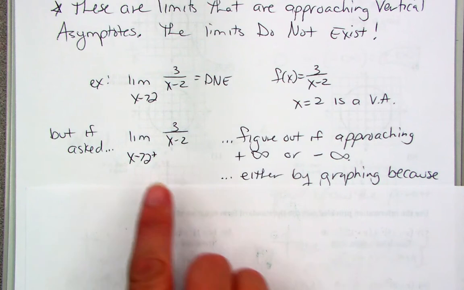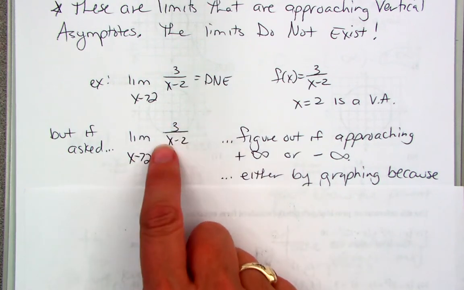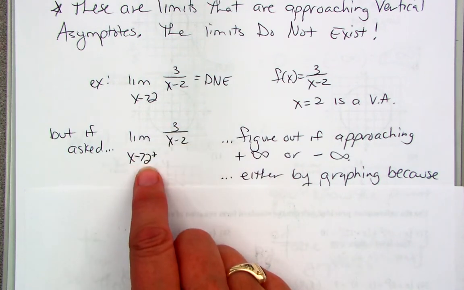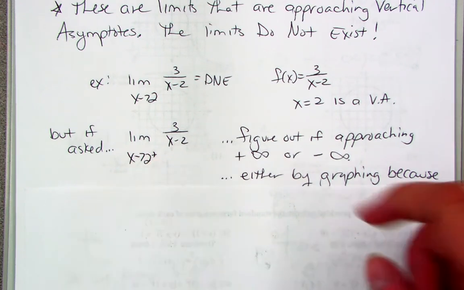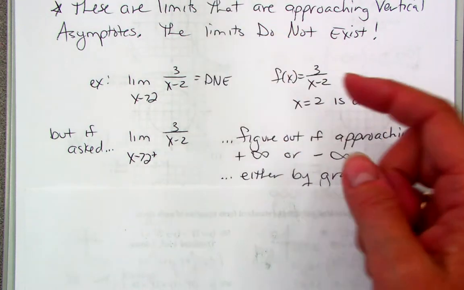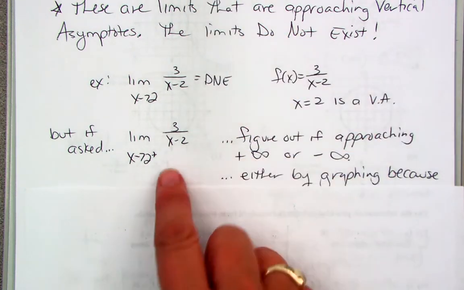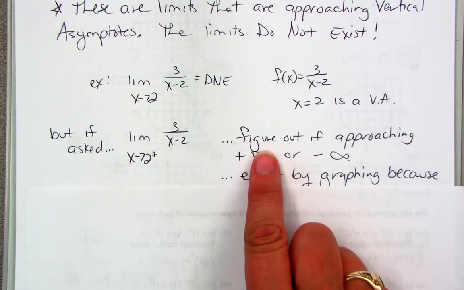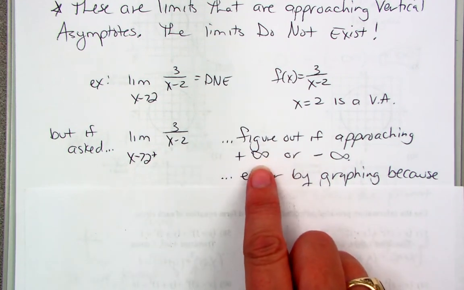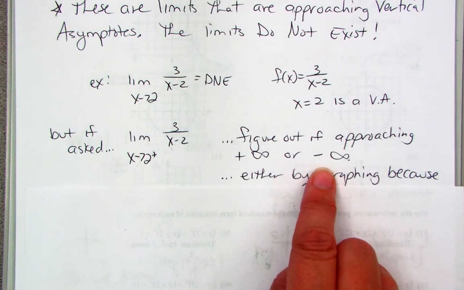But if asked, what is the limit of 3 over x minus 2 as x approaches 2 from maybe just the right or just the left? Well, first off, it still doesn't exist. From the right, it either goes up to the vertical asymptote or down. It still doesn't exist. But when they ask you from the right or left, they want you to determine whether it's approaching positive or negative infinity.